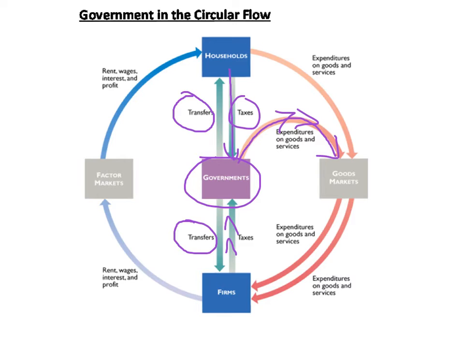Okay, so there are some what's called leakages and injections. So in the circular flow, the leakage would be savings, and imports are also involved, and injections which stimulate the economy would be exports, as well, and perhaps borrowing.